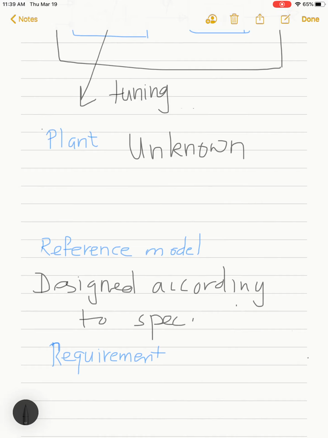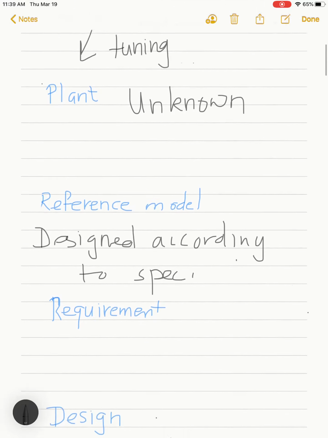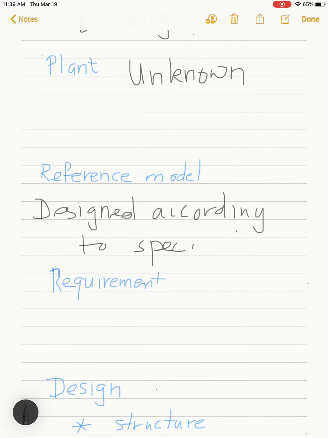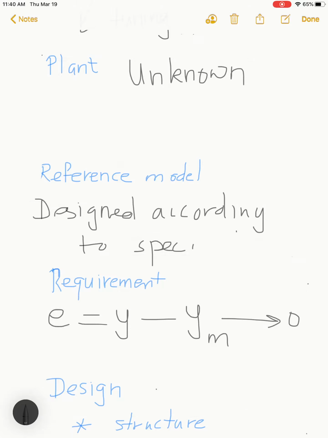However, of course, constraints and limitations could be applied to the reference model. The requirement is that the output of the real system would follow the output of the reference model. And of course, if we achieve that, we will reach perfect model following. Otherwise, a small error could happen in some designs.